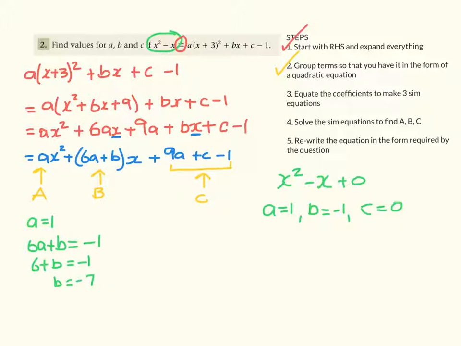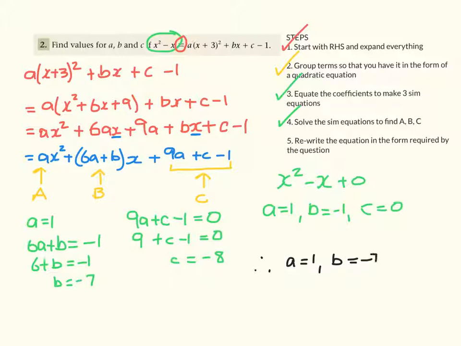So I've done 2 steps. Third equation, all of c, 9a plus c minus 1, so all of this part here, has to equal 0. So we know that a is 1, so that's 9, plus c minus 1 is 0, so c equals -8. Okay, now having a look back to the question, rewrite the equation in the form required by the question. Well, the question in this case just asks us for the values of a, b and c. So a is 1, b is -7 and c is -8.